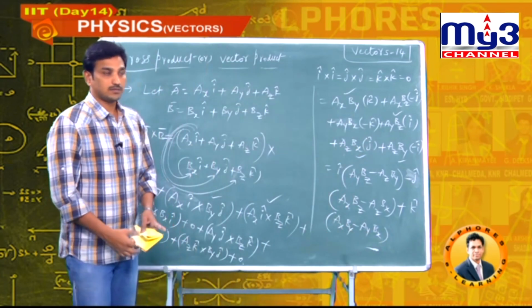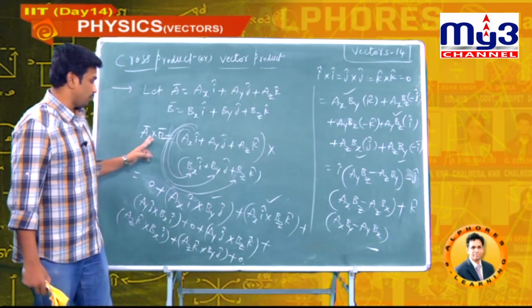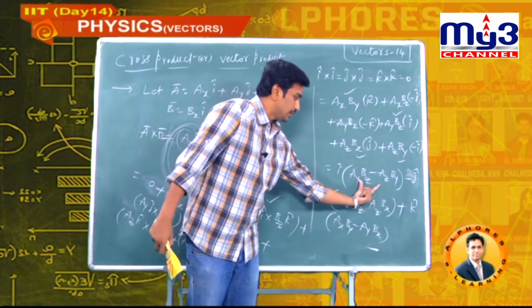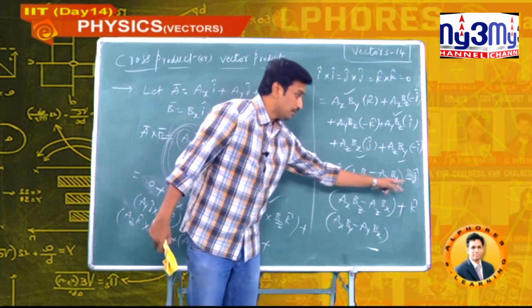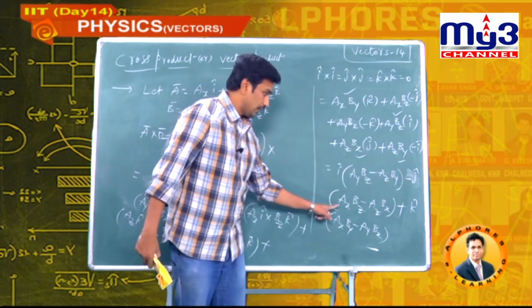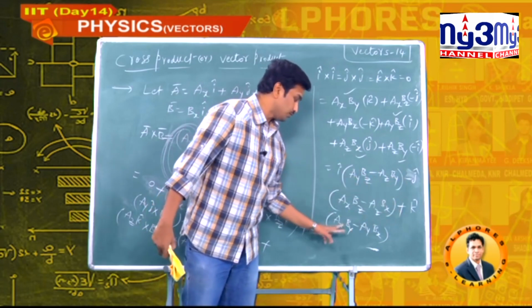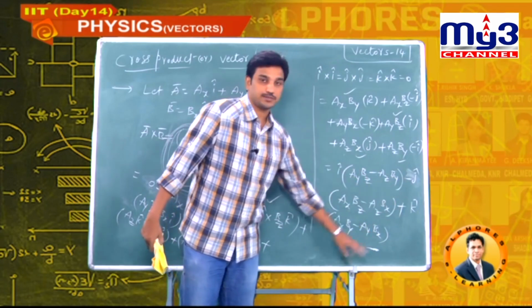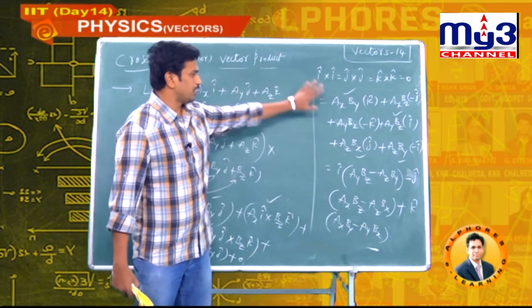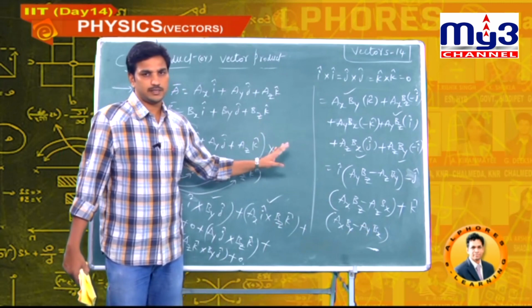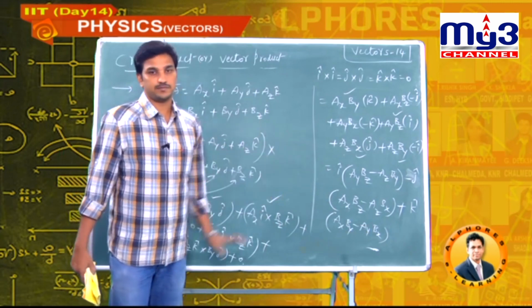So the final answer, if you cross product two vectors, what is the answer? i cap into AY BZ minus AZ BY, minus j cap into AX BZ minus AZ BX, plus k cap into AX BY minus AY BX. See, no need to do this total process. I will give you a shortcut method to get this answer.